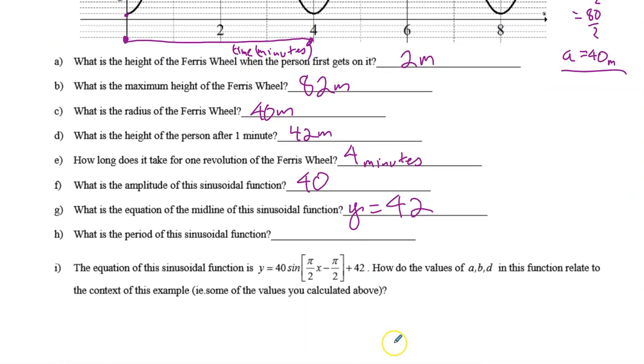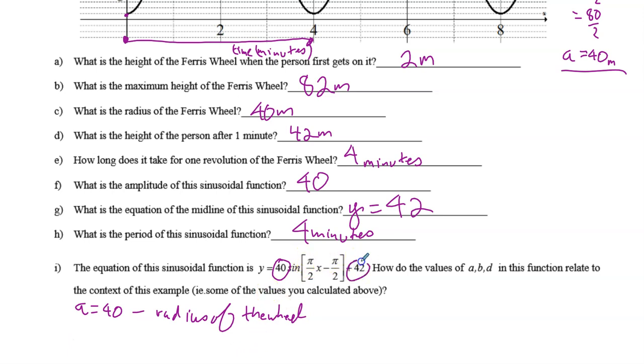What is the period? So the period is the amount of time it takes for one revolution. So that's 4 minutes. The equation of this sinusoidal function is y is equal to 40 sine pi over 2x minus pi over 2 plus 42. How do the values of a, b, and d in this function relate to the context of this example? So this is a. So a is equal to 40, and it's the radius of the wheel. So our a value is the amplitude, but that's the radius of the wheel.